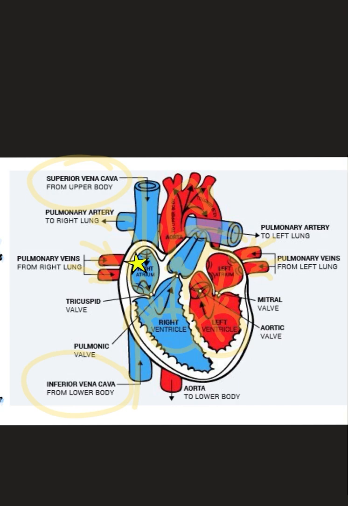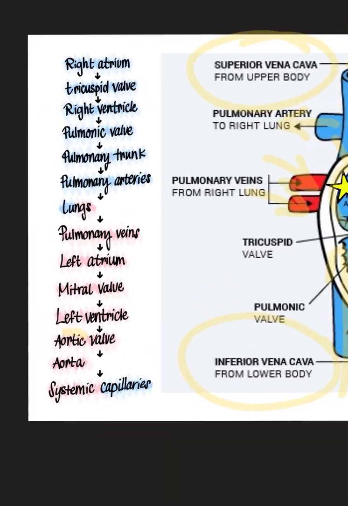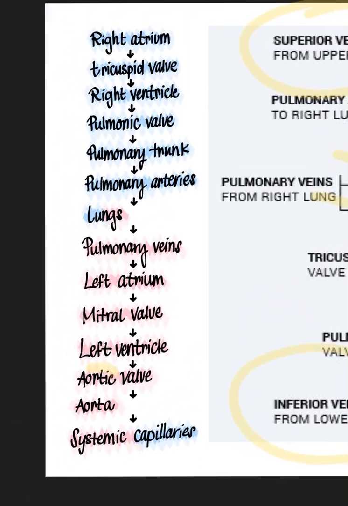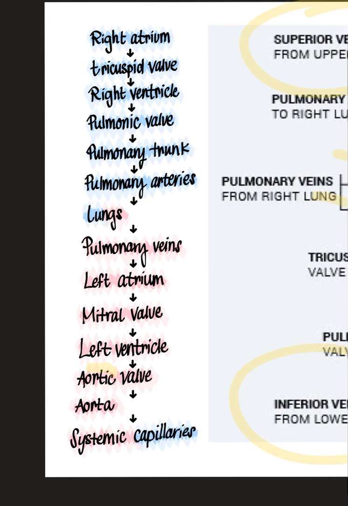So let's review. Beginning at the right atrium, we're then going to see blood move through the tricuspid valve into the right ventricle. From the right ventricle, blood will move past the pulmonic valve into the pulmonary trunk, and the pulmonary trunk splits into the left and right pulmonary arteries. That blood then gets pumped to the lungs.